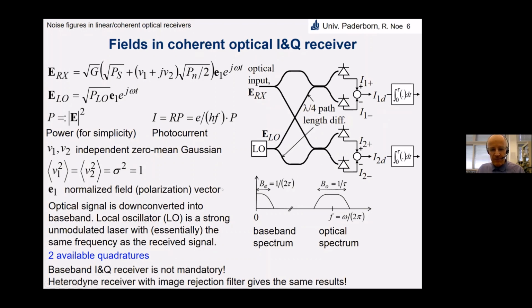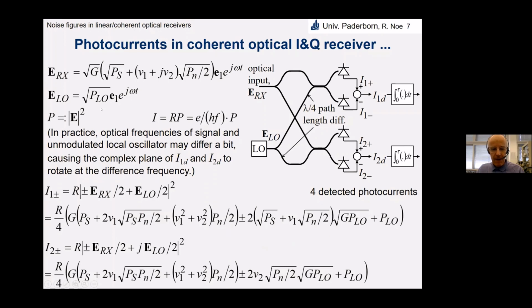With 2 available quadratures, I can calculate the photocurrents. The electrical received field contains the amplified signal power and in-phase and quadrature noise caused by the amplifier, with the noise power which we found previously. The photocurrent is responsivity times power, and the photocurrent also gives us shot noise. When we take the difference of these 2 photocurrents, we get a difference photocurrent, same here.